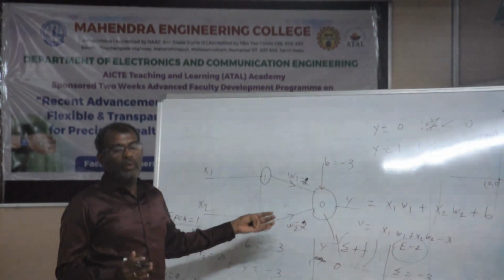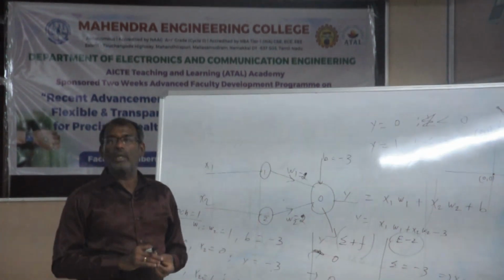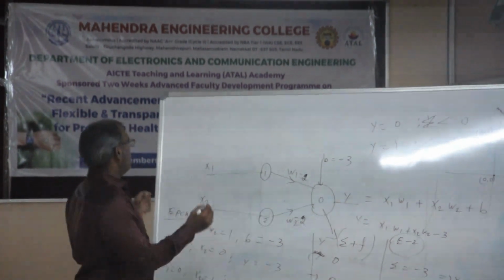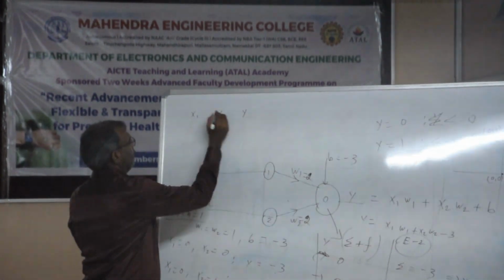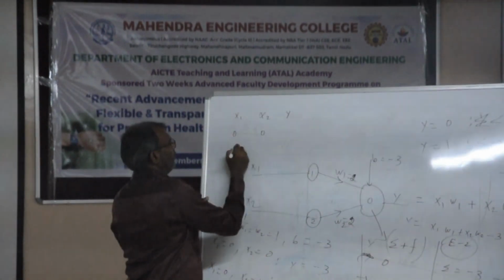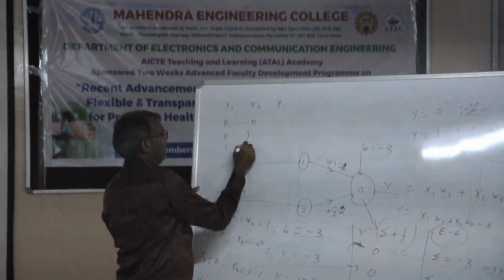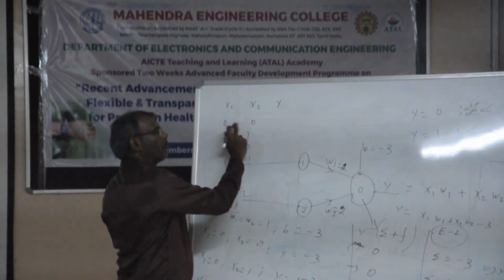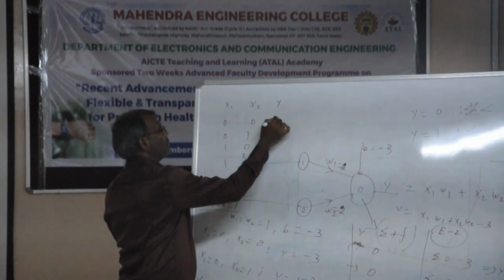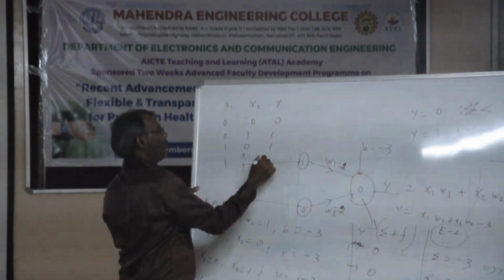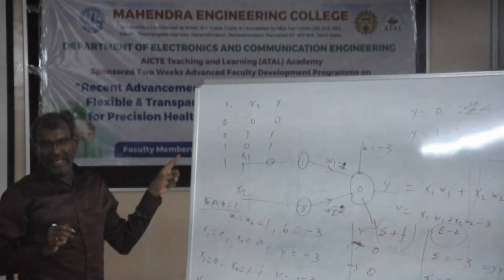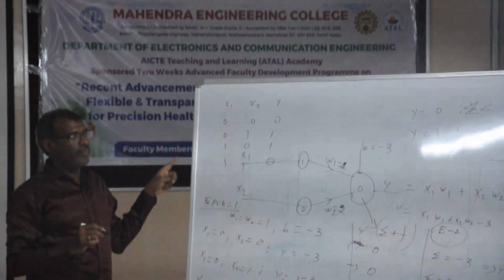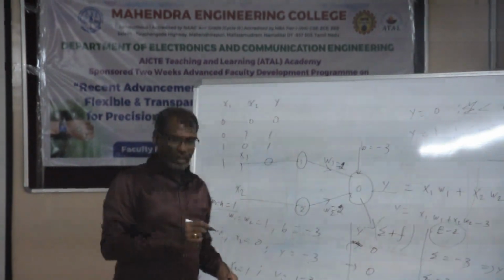Now think of exclusive OR. What is the exclusive OR output? When both the inputs are the same, the output is 0. When they are different, the output is 1. So now this data is not linearly separable. Please understand, why am I saying it is not linearly separable?